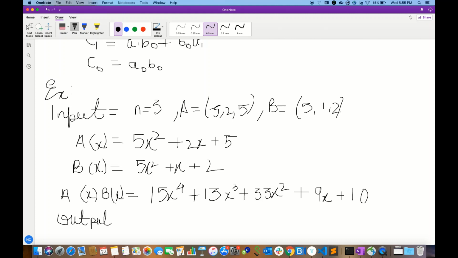output desired would be 15, 13, 33, 9, 10 respectively in this order, as the coefficients are in this order only.